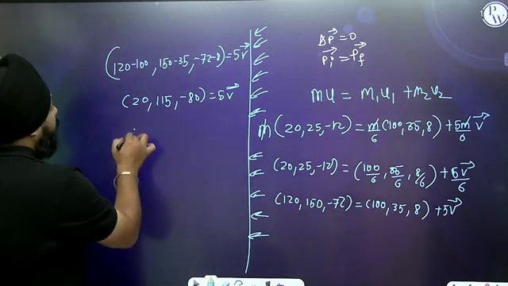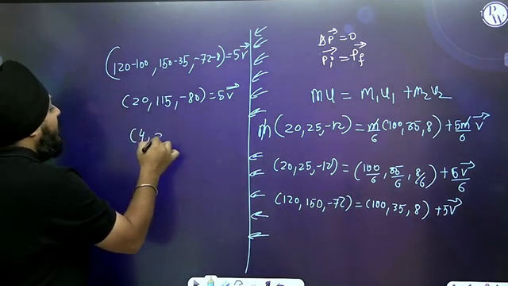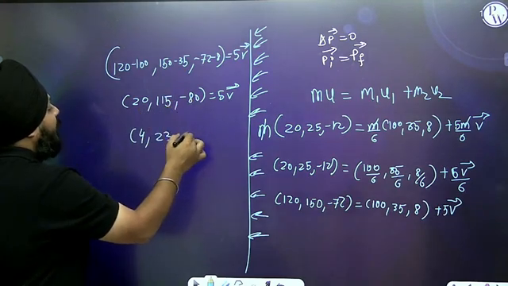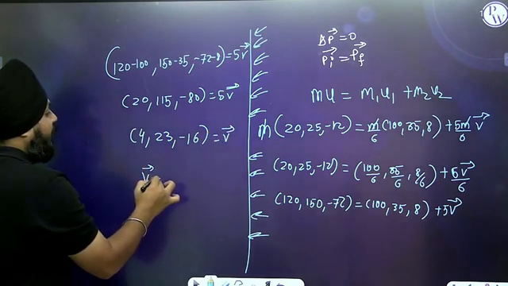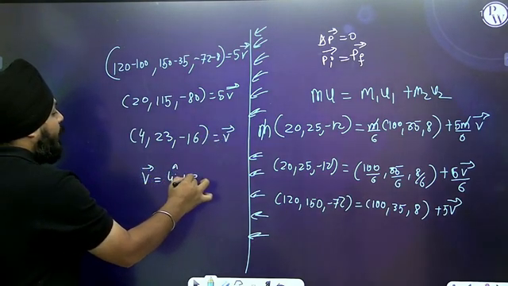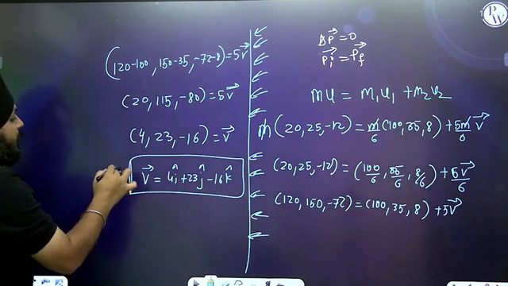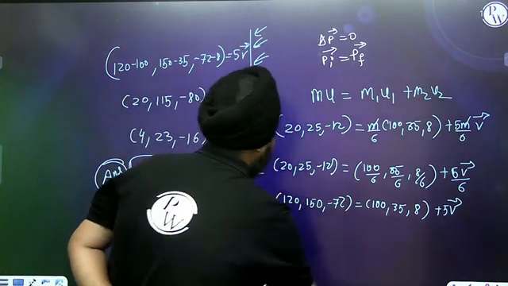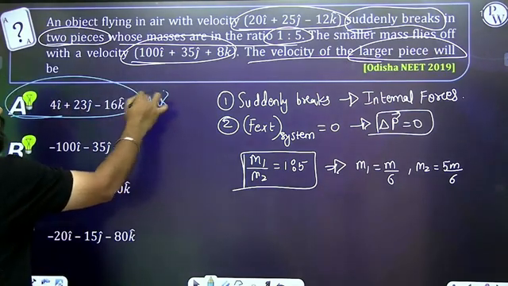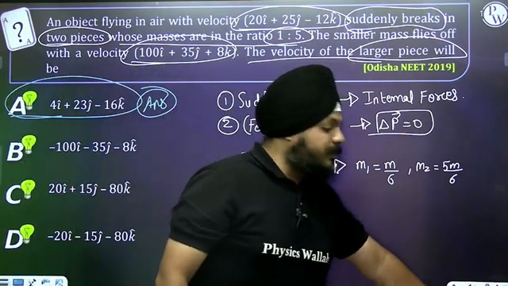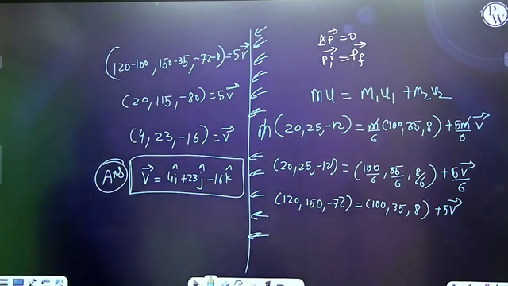So this is going to be 4, 23, minus 16, equal to the vector v. So the velocity of the second mass will be 4i plus 23j minus 16k. This will be the perfect answer for this specific question. A is the perfect answer. This is how the conservation of momentum is applied.